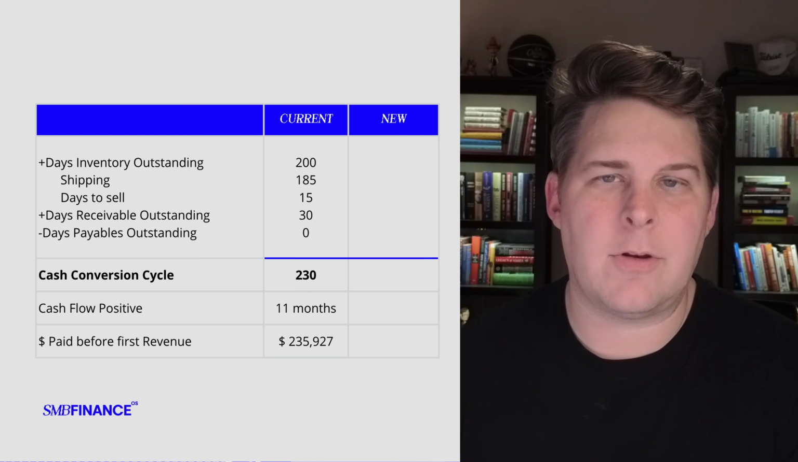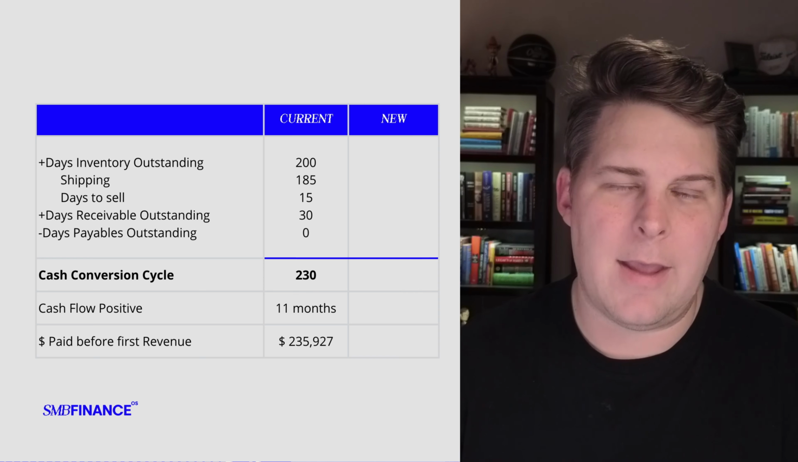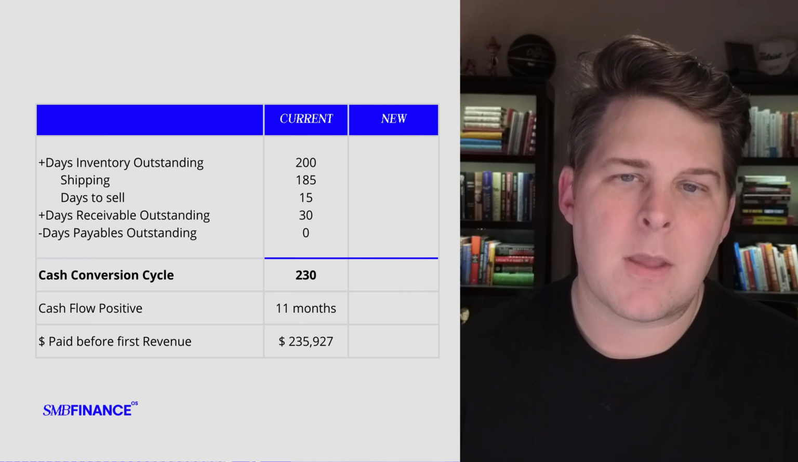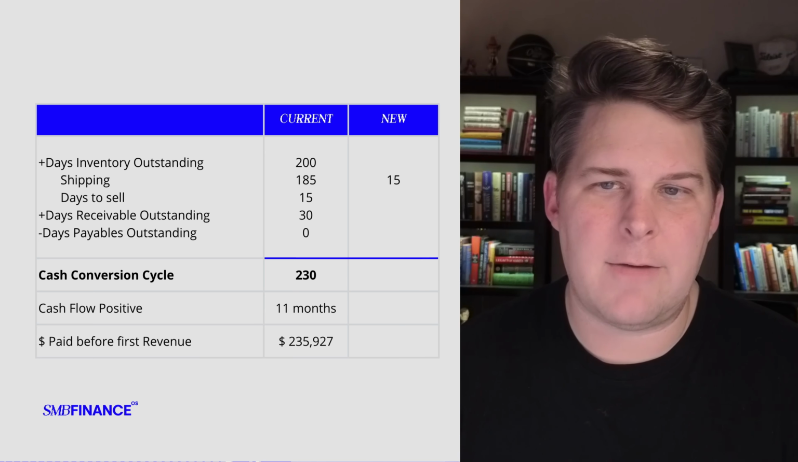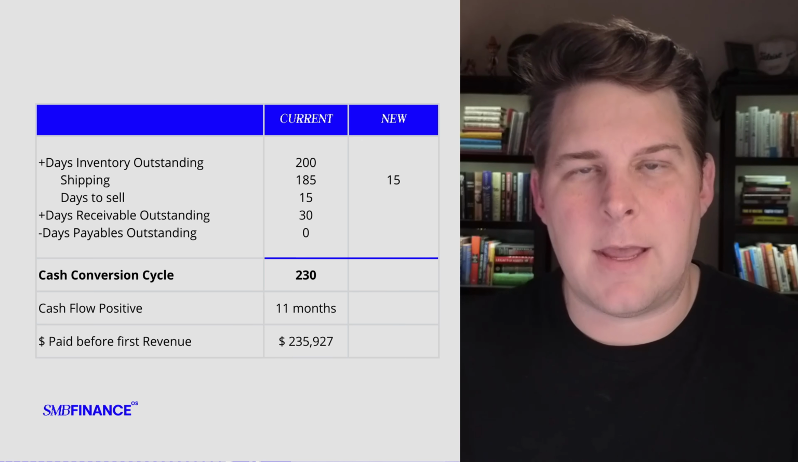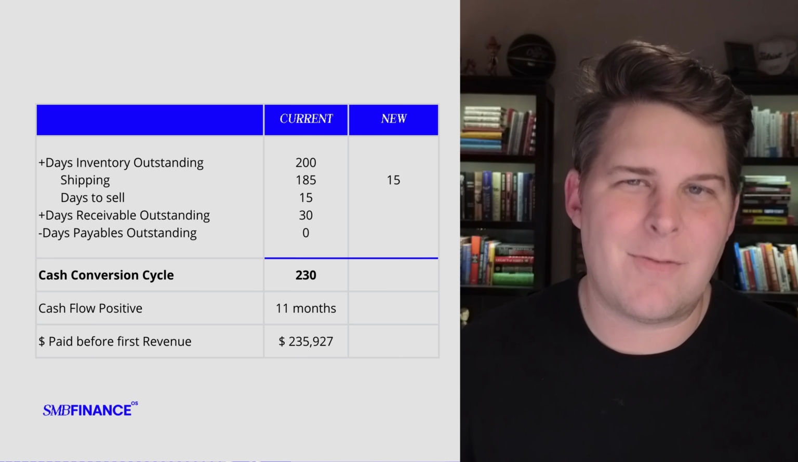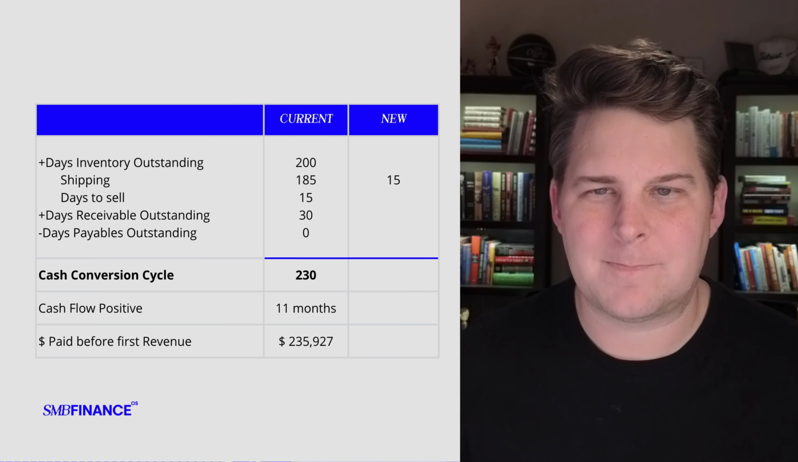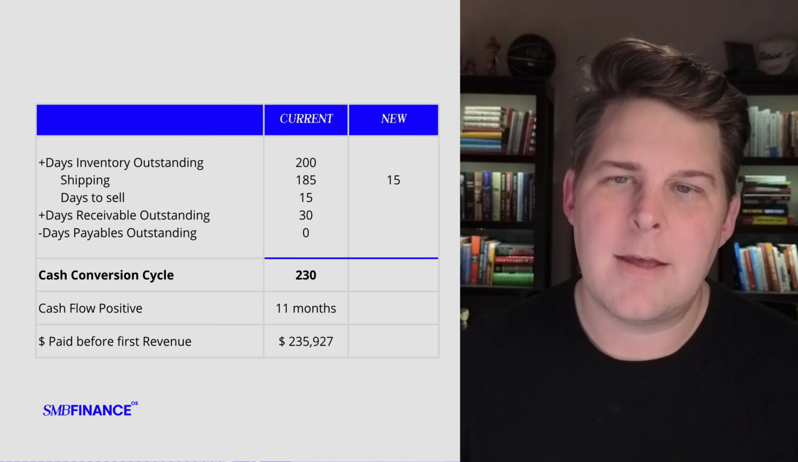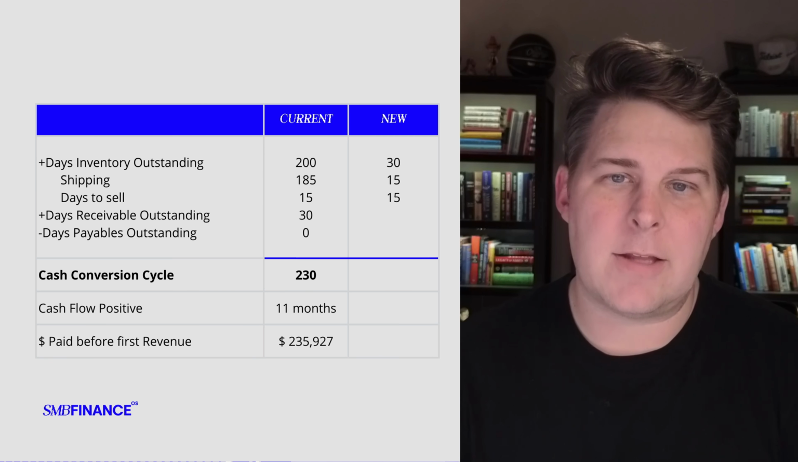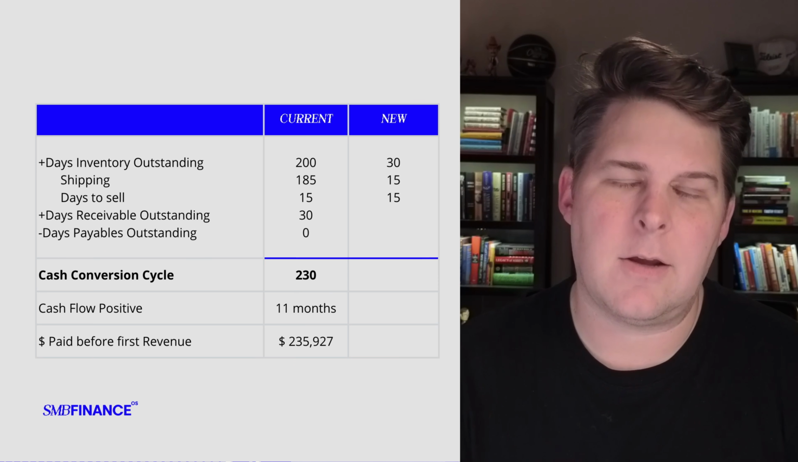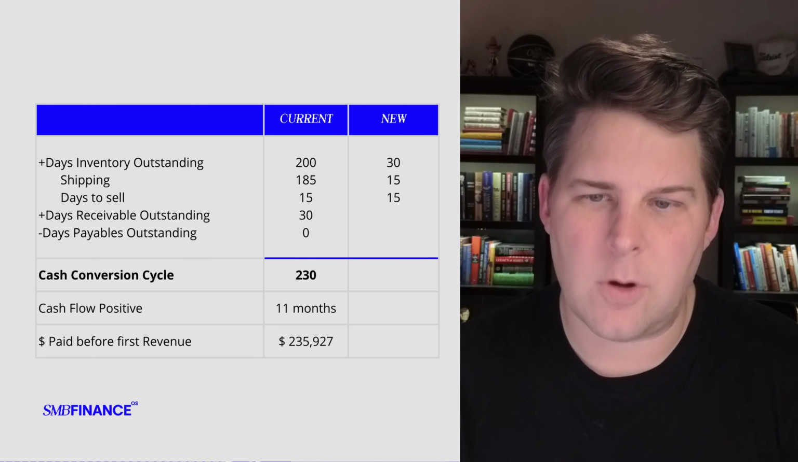They actually found that there was a different way that they could get their inventory. That meant they took that shipping days from 185 days to 15 days. That was, in and of itself, transformational. But then to add to that, they still had 15 days to sell it. So that means that their days inventory outstanding was 30 days in total.